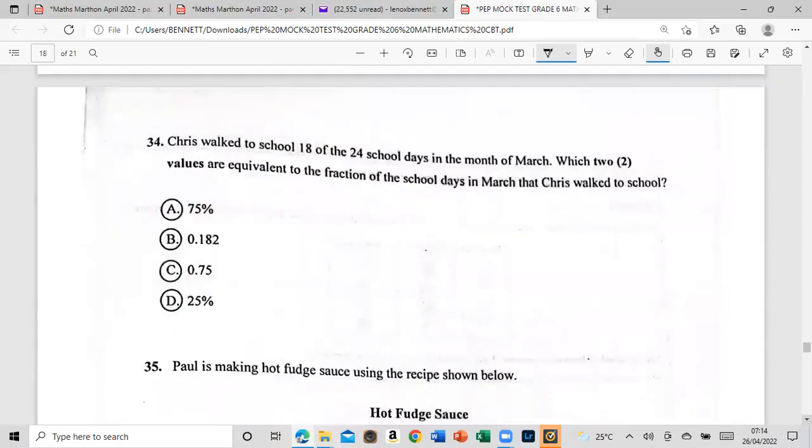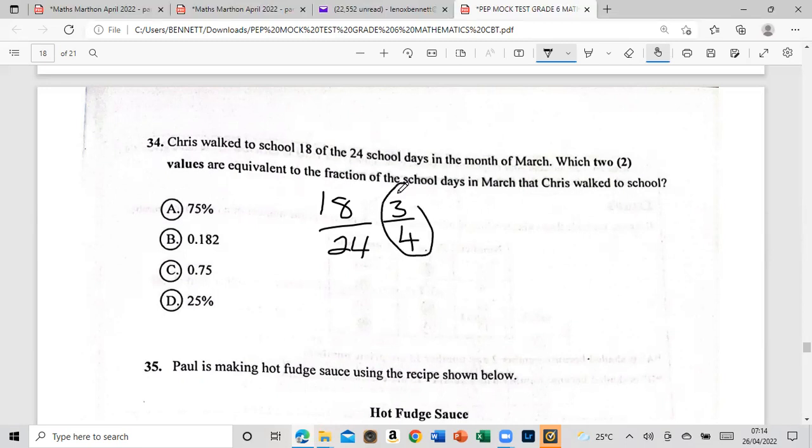Chris walked to school 18 of the 24 days in the month of March. Which two values are equivalent to the fraction of the school days in March that Chris walked to school? So 18 over 24. Let's break it down. So that's 16 days. Now 3/4 is the same as 75%.